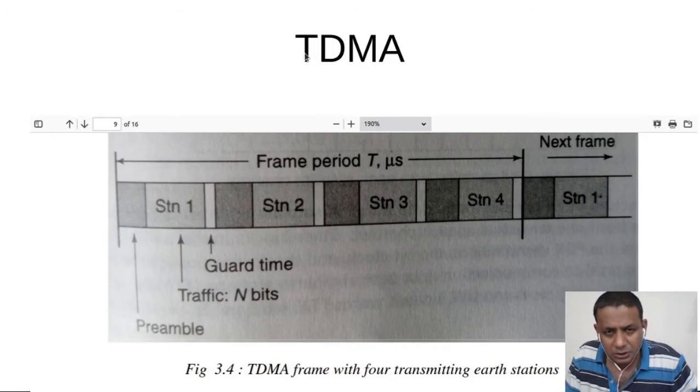The next is the TDMA. So these are different frames in a TDMA scheme. Different stations are there, each having a traffic of n bits, then a guard time, then another station, station 3, station 4, and the next frame, that is from station 1 again. So the different stations are using the same channel on a time shared basis. That is actually what is happening in TDMA.